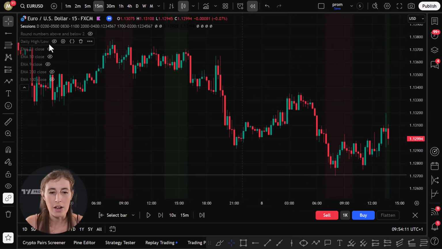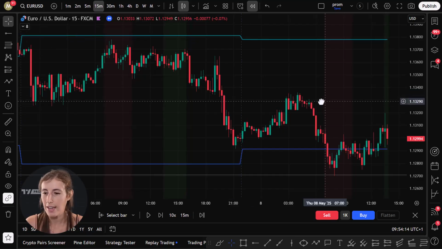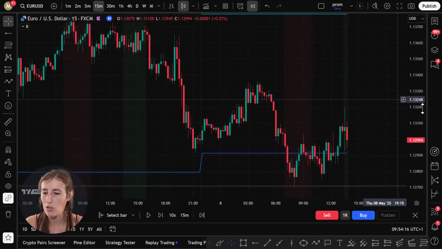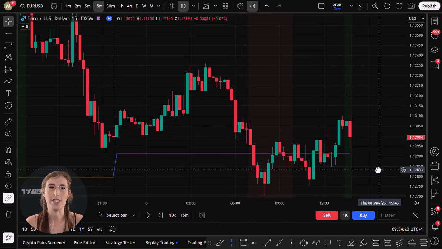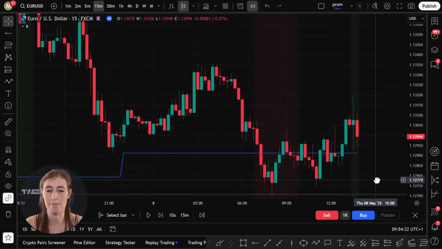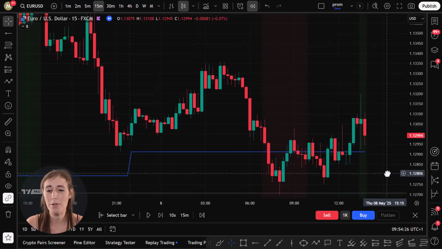So let's add back on the daily high and low indicator, and let's have a look at intraday price action. And all I'm doing here is reading the candlesticks. It's super simple, and with practice and time and experience, you can get more accurate at it.